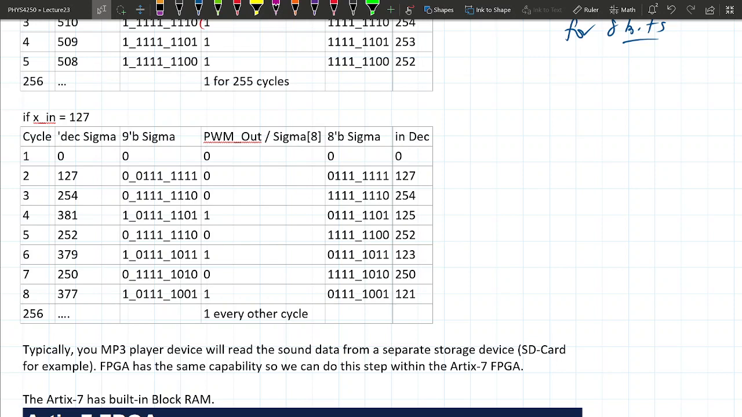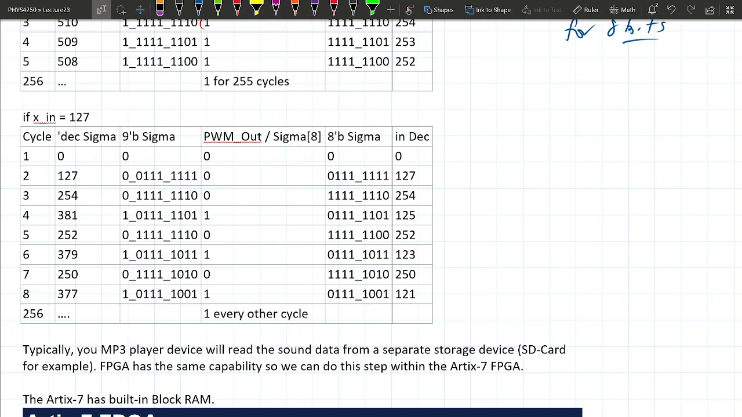And since xn is 127, 127 plus 127 is not bigger than 255, right? So it's 254. I just wrote it up here. So you still have a 0 out here, so you don't pulse high. Remember last time, by the time we get to this point, we already pulse high because the number we got back was bigger than 255.